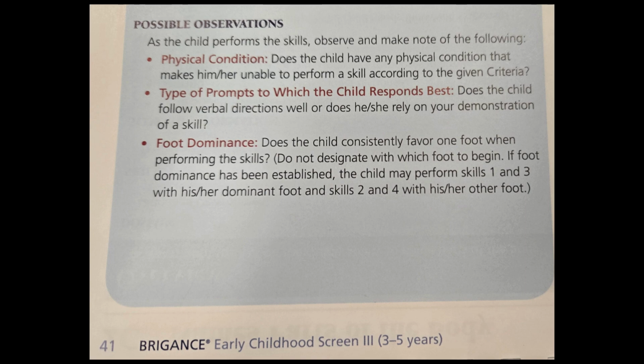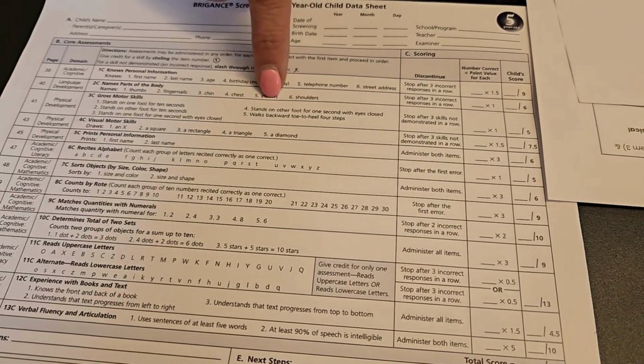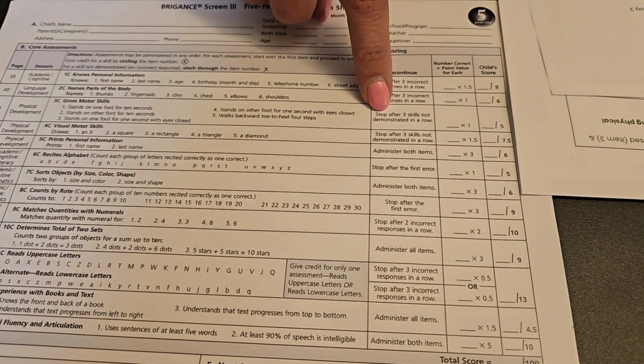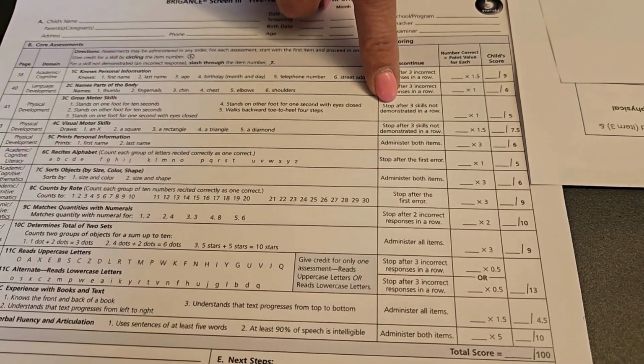Throughout the gross motor skill check, be sure to make observational notes regarding physical condition, types of prompts to which the child best responds. Do they follow verbal directions or do they rely on your demonstration? In addition to foot dominance, do they favor one foot over the other? You will stop the gross motor skill check after 3 skills not demonstrated in a row.